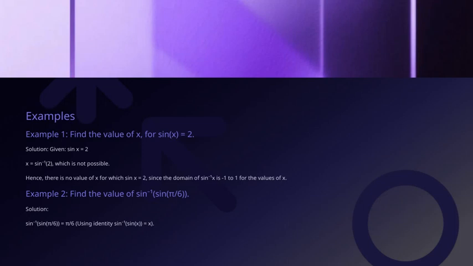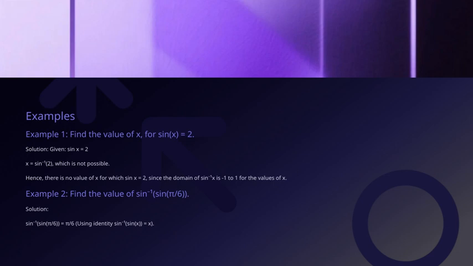Let's look at this example. Sin inverse of sin of π/6 equals π/6. This is using a key identity: sin inverse of sin of x equals x. It's a straightforward case because π/6 is within the principal domain of the inverse sine function, which makes the calculation simple. Now, moving to the solution, we're asked to find the value of sin inverse of sin of π/6. Since π/6 is within the domain, the inverse sine directly gives us π/6 as the result.